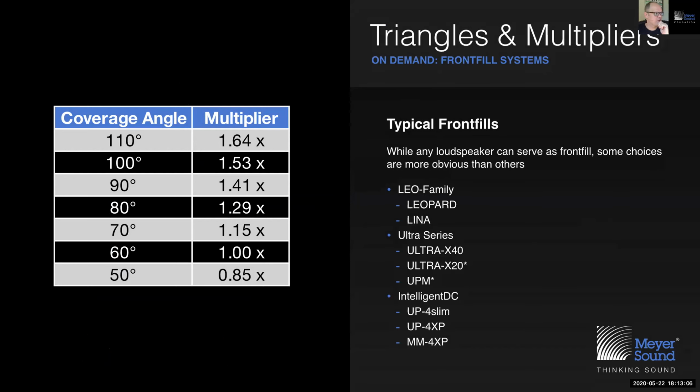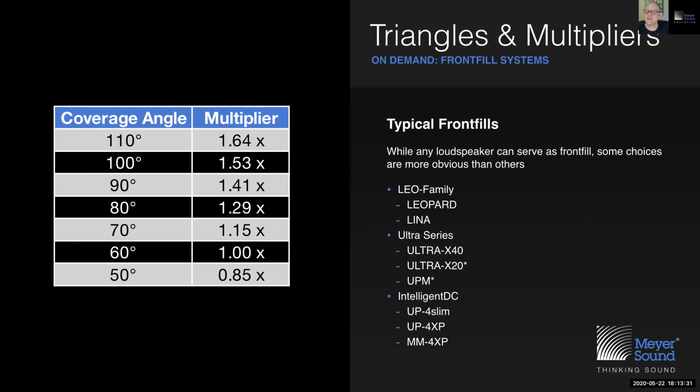However, in practice, some choices are more obvious than others, which means that rarely do you see a Leo element as a front fill. Same goes for Lyon. That being said, depending on the scale of an event, you might find a Leopard or a Lina being used as front fill. Same goes for the Ultra series. Could be an Ultra X40 or an Ultra X20 or a UPM.